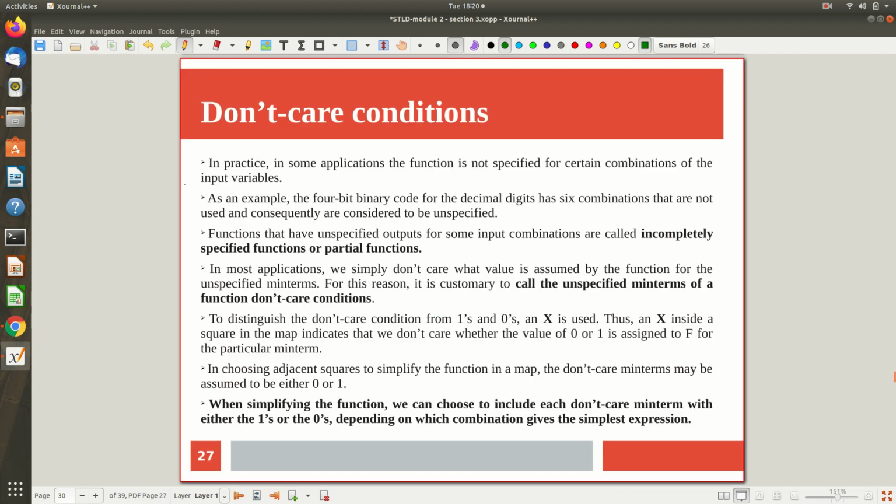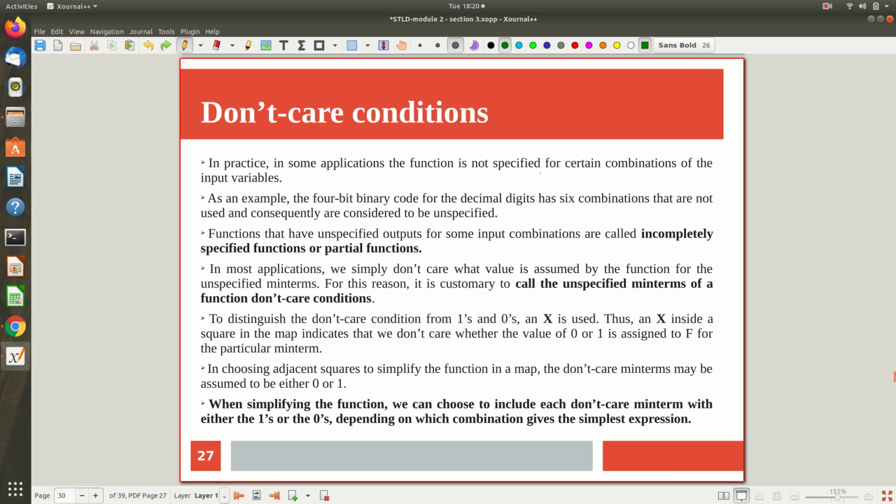Something like a more realistic example, let's see. In practice, in some application the function is not specified for certain combination of the input variable. So when a is equal to 1 and b is equal to 1, say we don't know what this function evaluates to. That is what we saw in the previous example.